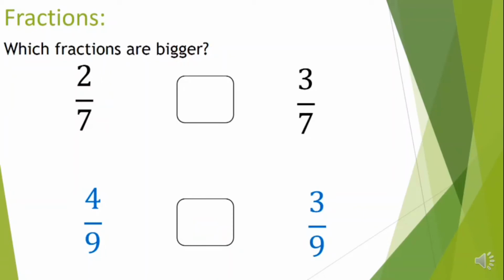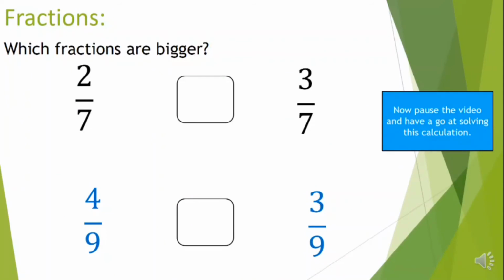Okay, same again. This time we've got 7ths at the top. So we can just compare those two fractions. Denominators are the same, so which has got the bigger numerator? Pause the video now, have a go at doing those by yourself. Just scribble them down on a piece of paper and put the symbol in between.